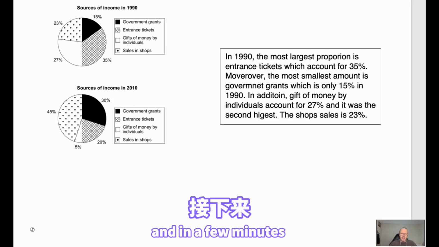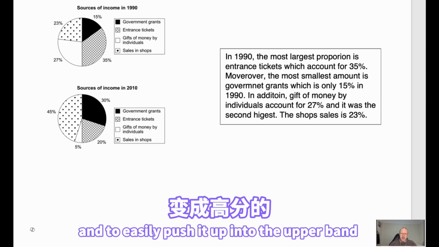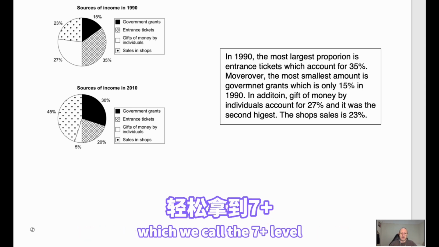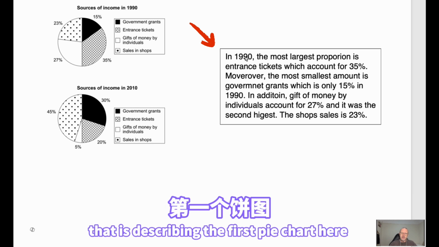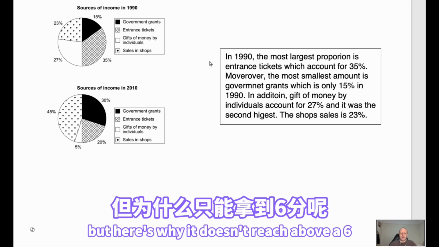So here's Task 1, and in a few minutes, I'm going to show you how to take a paragraph which is at around maybe the 6th level and to easily push it up into the upper band, which we call the 7 to 9 level. So here we have a paragraph that is describing the first pie chart here. It's actually a pretty good paragraph, but here's why it doesn't reach above a 6.